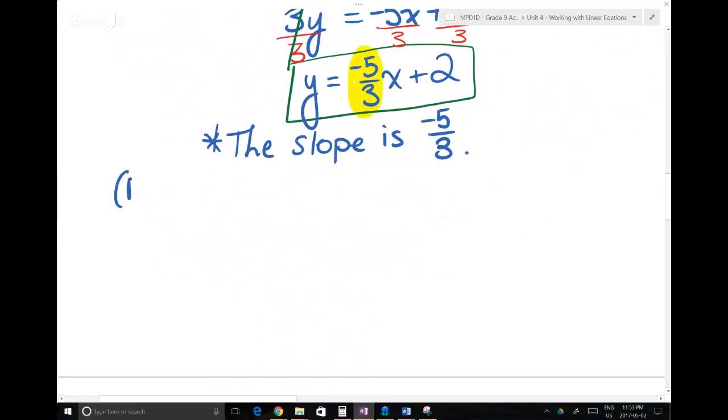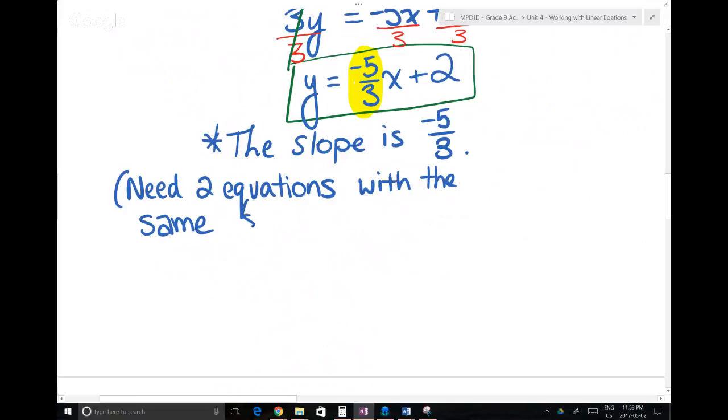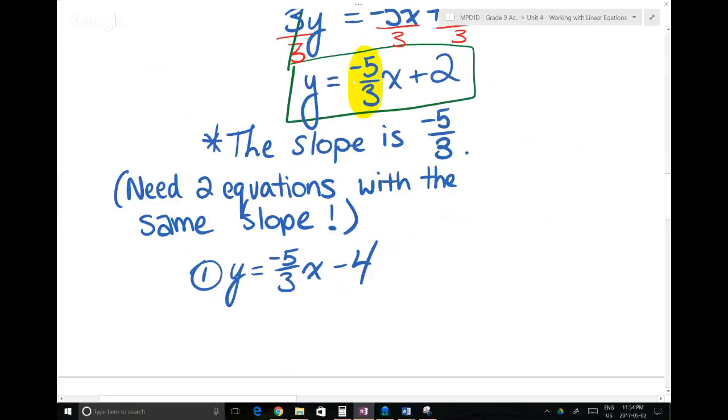So we need two equations with the same slope. And these could be absolutely anything you want. I'm going to make two up right now. I'm going to say for the first one, y equals negative 5 over 3x minus 4. And I'm going to say for my second one, y equals negative 5 over 3x plus 6.